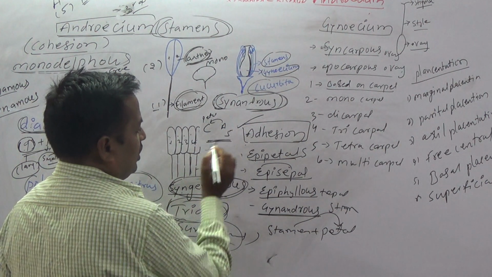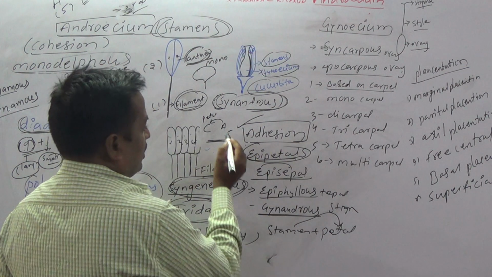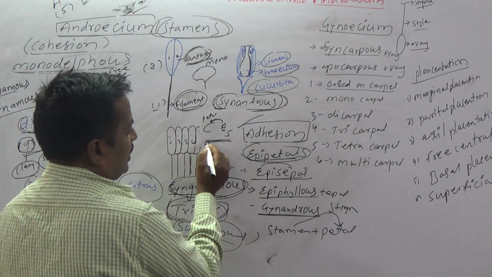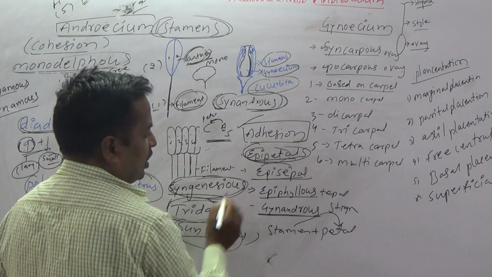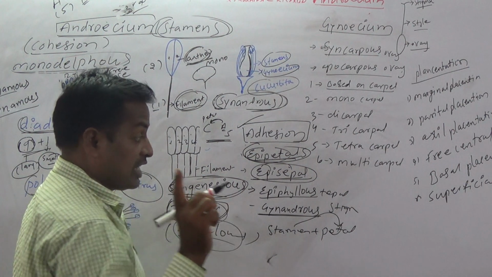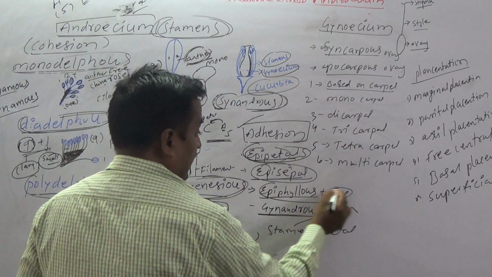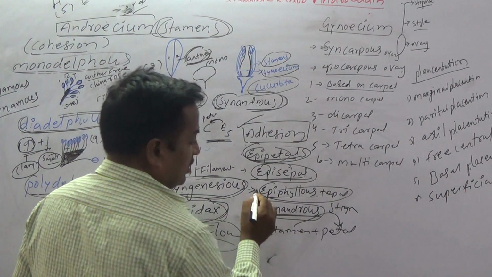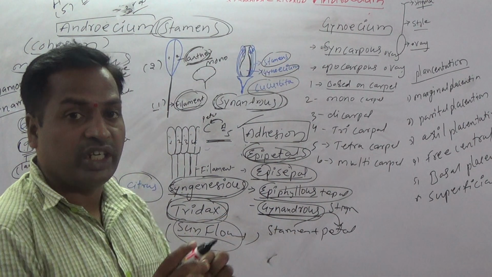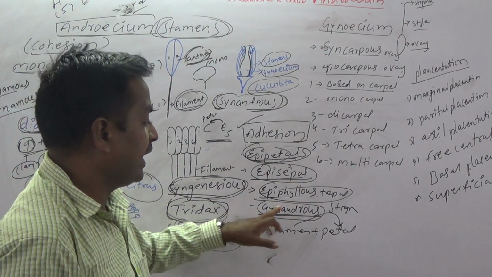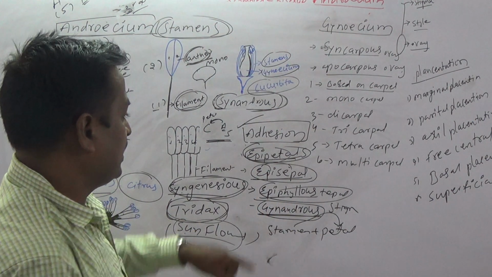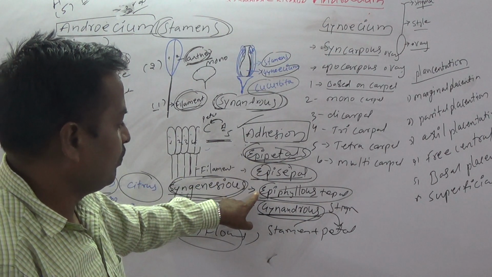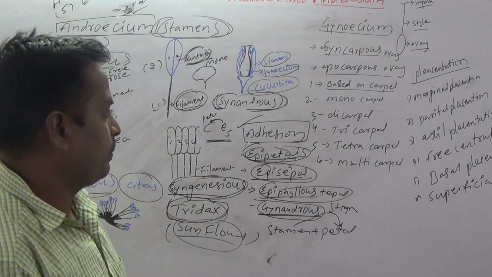This is the formula of the epipetalous condition. A is nothing but stamens united with corolla. It is called epipetalous, example Datura. Episepalous, example asparagus. Epiphyllous, example lily, Liliaceae family. Gynandrous is very important: the stamens are united with stigma, example Calotropis. Once again: Datura, asparagus, onion family, and Calotropis.